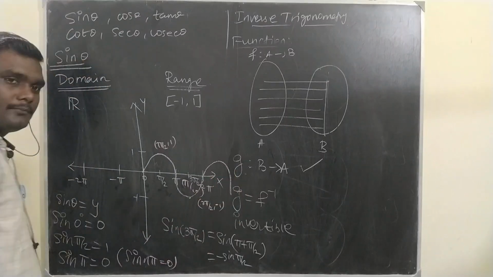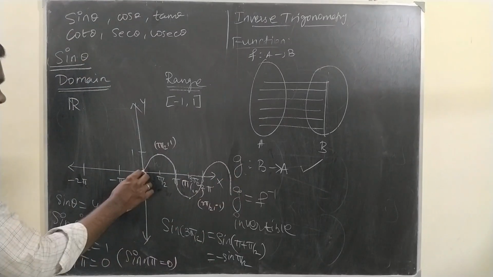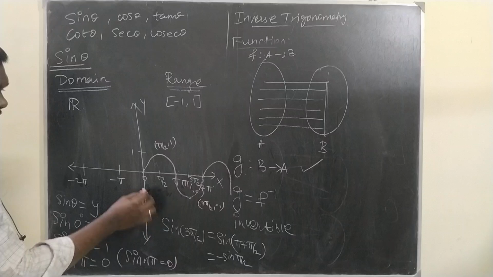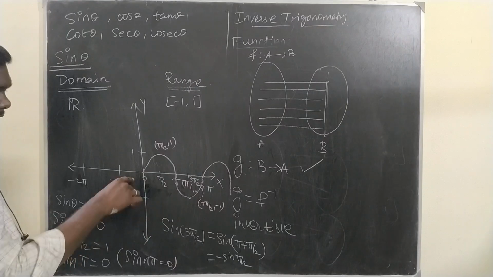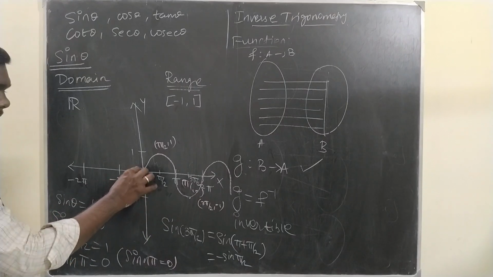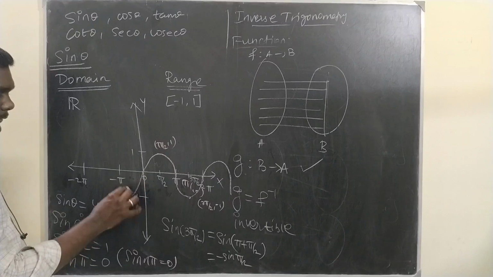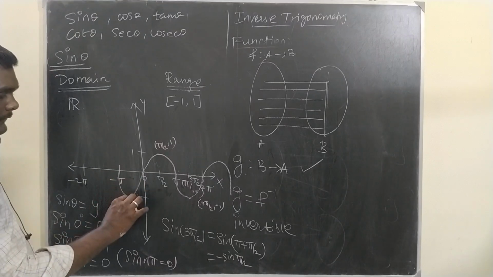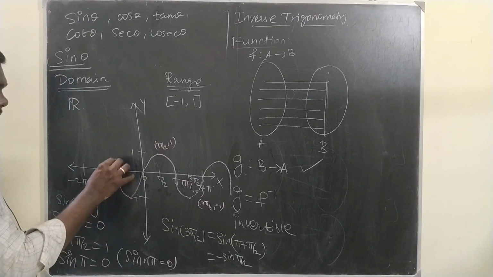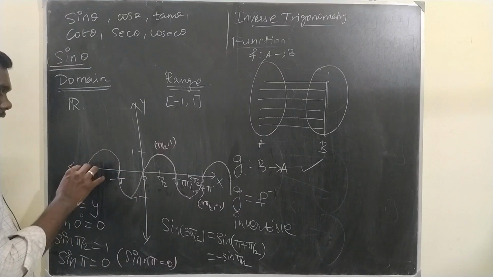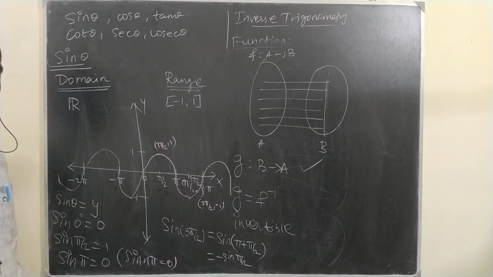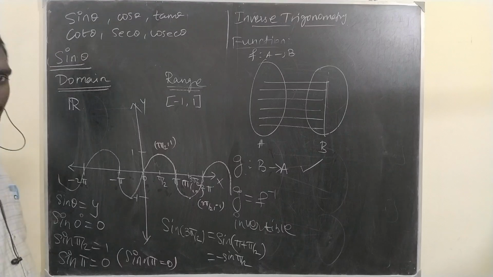Is it? Likewise, here also. From 0, here minus pi by 2 will be there. For minus pi by 2, we may have minus 1. And then for minus pi again 0. Here minus 3 pi by 2. Likewise, it goes. So, that is how we have to understand the sine graph.